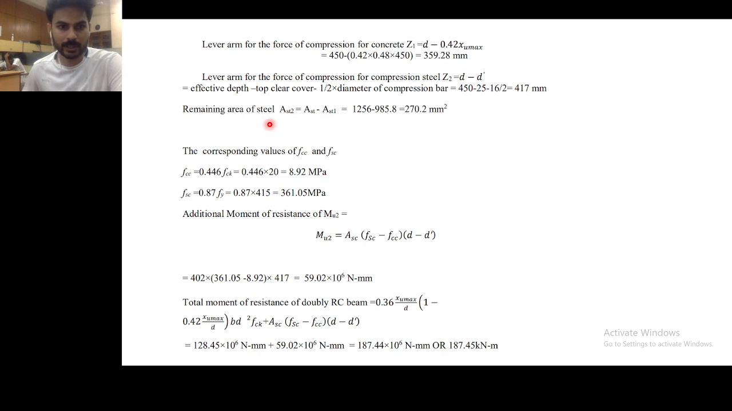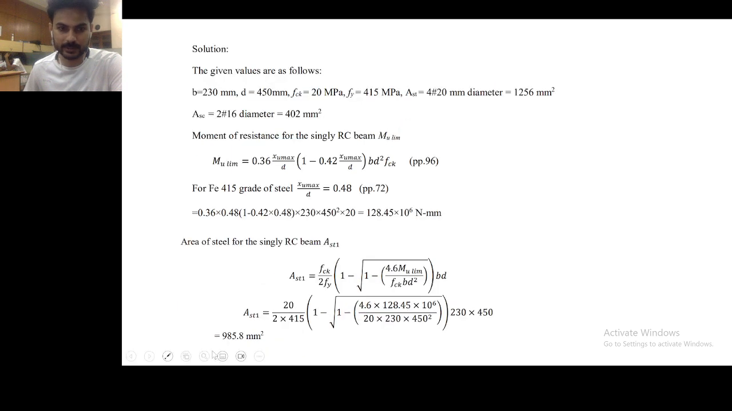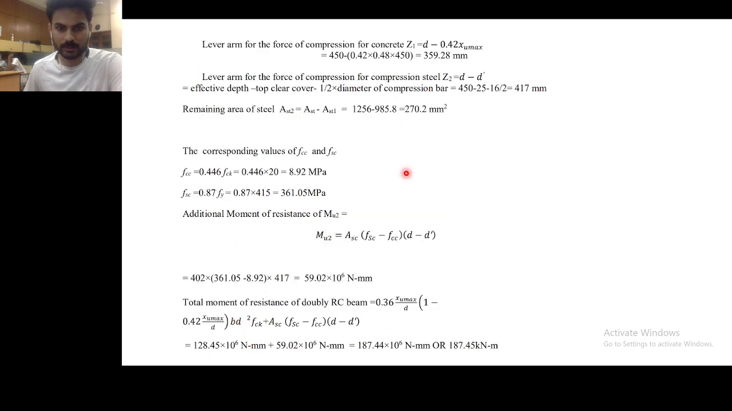So the remaining area of the steel AST2 is like AST total minus AST1. Total we know that it is 1256 and minus whatever we have calculated as AST1, which is here. Then we can calculate the AST2. Okay, so the corresponding value of FCC and FSC we can directly calculate it.